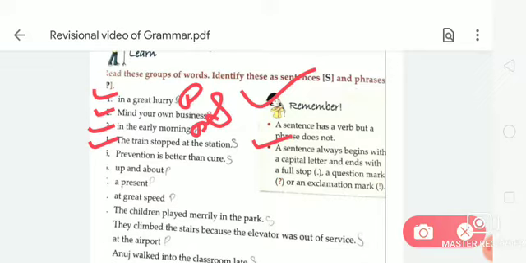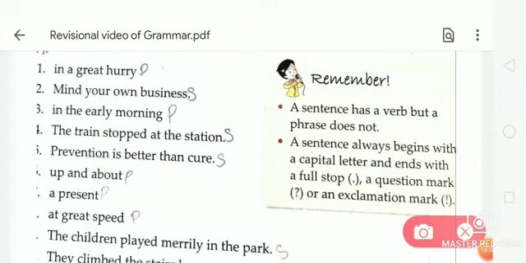Fourth is: the train stopped at the station. Is it a sentence or a phrase? It is a sentence, so we will write S, because the first letter begins with a capital letter and it ends with a full stop, and this group of words makes sense. So it is called a sentence. Number 5: prevention is better than cure. It is a sentence, so we will write S.